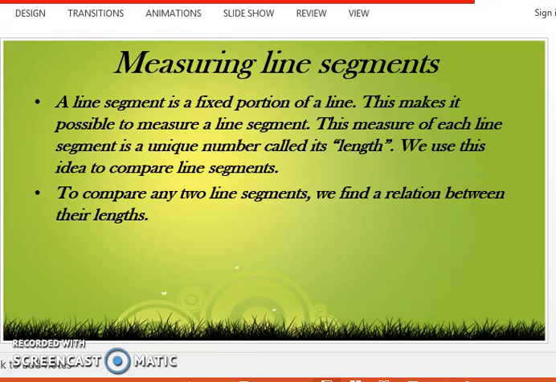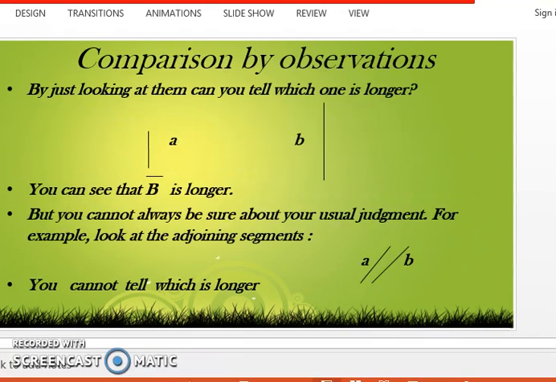Measuring a line segment is the next topic of your chapter. Before measuring a line segment, we should know what a line segment is. A line segment is a fixed portion of a line. This makes it possible to measure a line segment. This measure of each line segment is a unique number called its length. We use this idea to compare line segments. To make a comparison between any two given line segments, we should know a relation between their lengths.